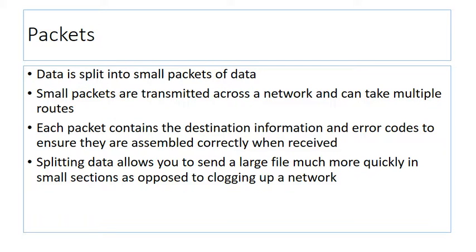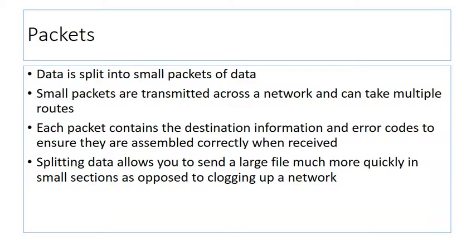If we look at packets, packets are essentially pieces of data which is split into small packets. If you were going to take a large file and transmit it across a network, it's going to go slowly. There's going to be bottlenecks. The speed it takes to get from A to B is going to be slow. If we split it up into smaller pieces of data, smaller packets, and transmitted it across a network, it can take multiple routes to get from A to B, and then it can get across the network much more quickly.